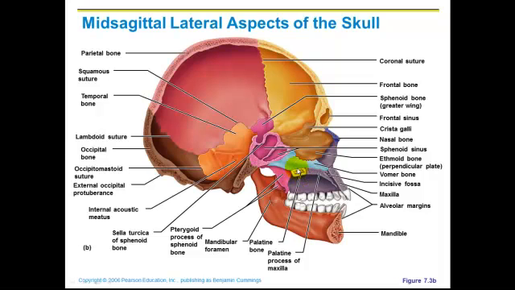of the palate. We can also see the articulation between the sphenoid bone. The sphenoid bone, here is the pterygoid process articulating with the maxilla. And of course, our other cranial bones, frontal, parietal, temporal, occipital, ethmoid.